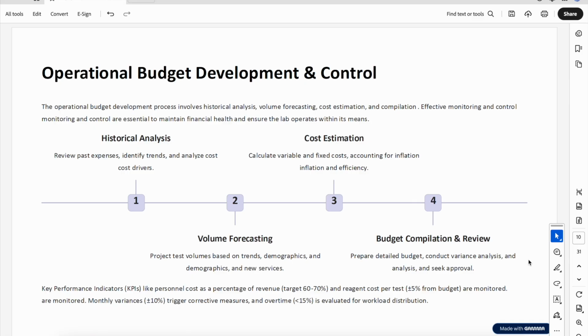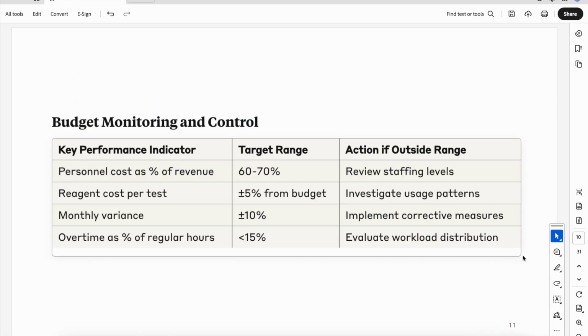Budget monitoring and control. Creating a budget is only the beginning. Effective monitoring and control are essential for success. Let me share some key performance indicators that you should track. Personnel costs as a percentage of revenue should target 60 to 70%. If this percentage is consistently higher, you may need to review staffing levels or improve productivity.